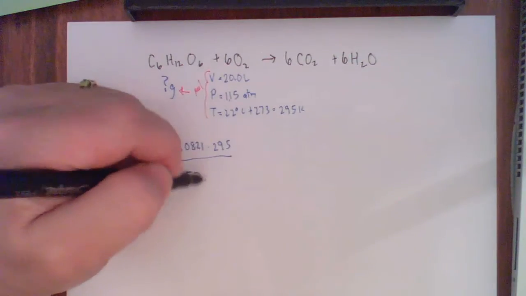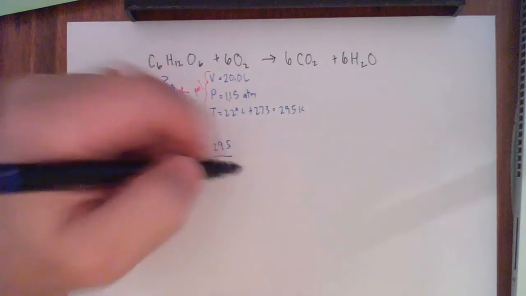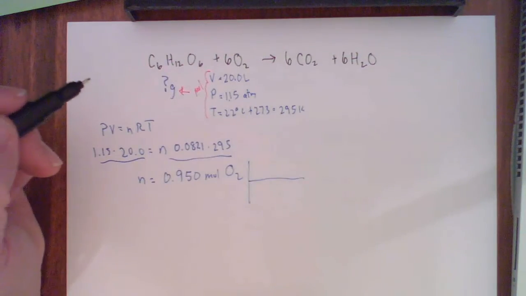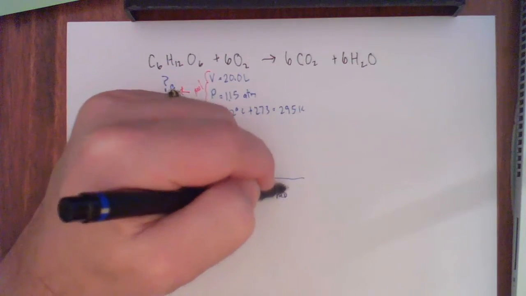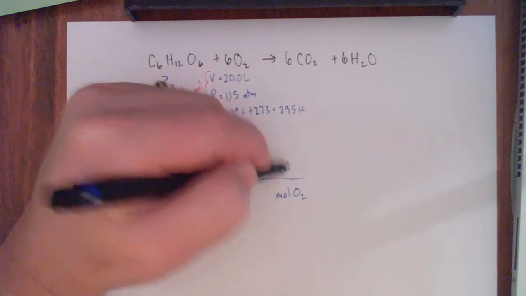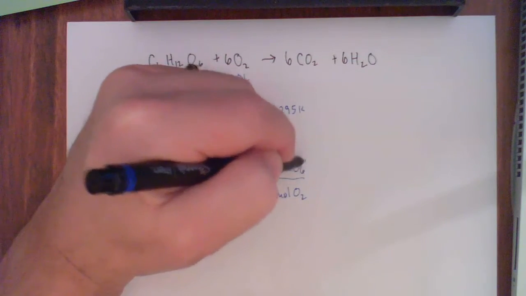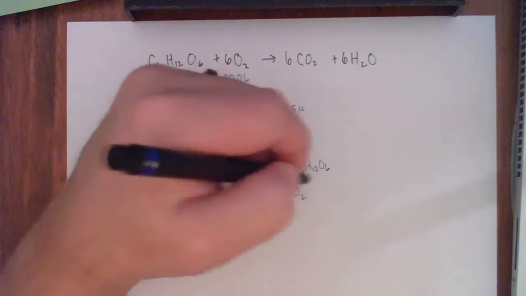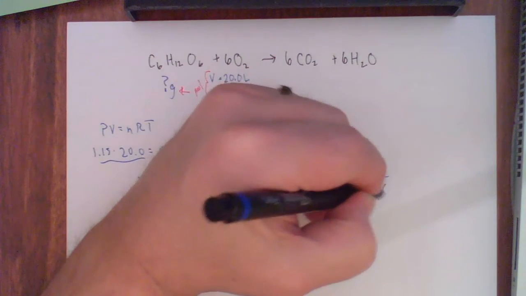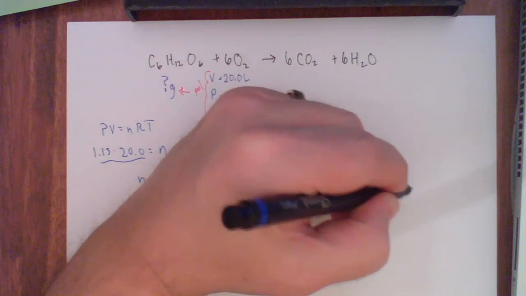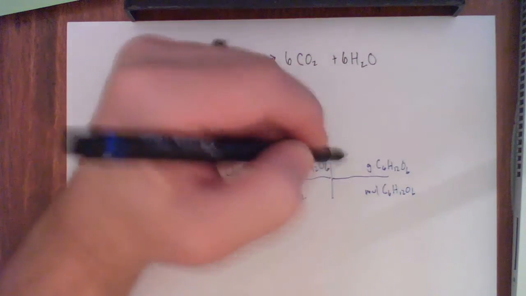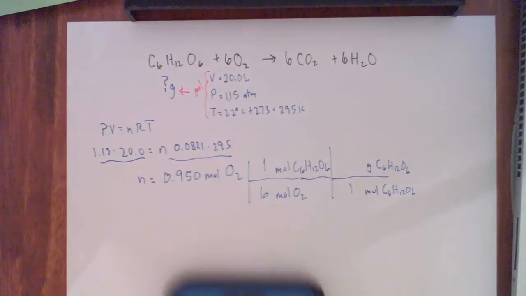And that's my moles of my O2. Now I just go through and set up my stoichiometry problem. So I'm going to put moles of O2 on the bottom, moles of the C6H12O6 on the top, 1, 2, 6. Then switch from my moles C6H12O6 to grams C6H12O6. I need to then figure out my molar mass.